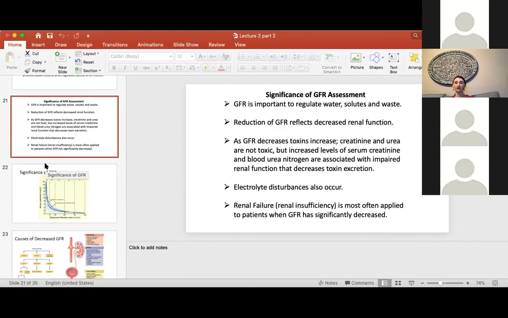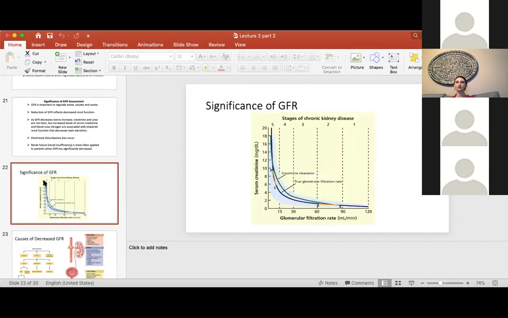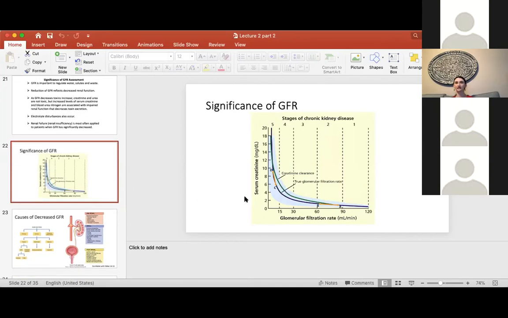As GFR decreases, the level of the things that we're trying to get out, creatinine and urea, well, I guess they're not toxic, but our waste products, are going to increase, and it's going to be associated with impaired renal function. And so here's looking at this again. Our GFR has to get pretty low to get to a pretty high jump in creatinine.